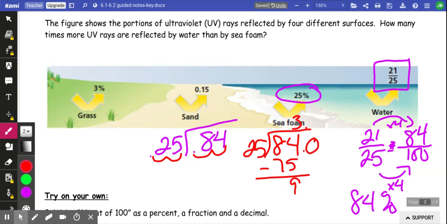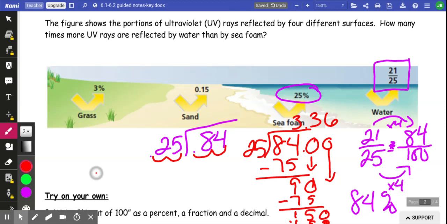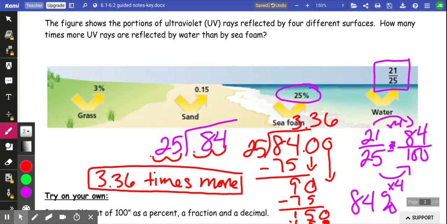Put a 0 down. How many times can 25 go into 90? It can go in again 3. We get 75. We get 15. Bring down another 0. How many times can 25 go into 150? It can go in 6 times. And it actually takes us to 150, so then it's going to cancel out. Okay, so it would be 3.36 times more. Okay, go ahead and pause the video and try the last two on your own, 9 and 10.